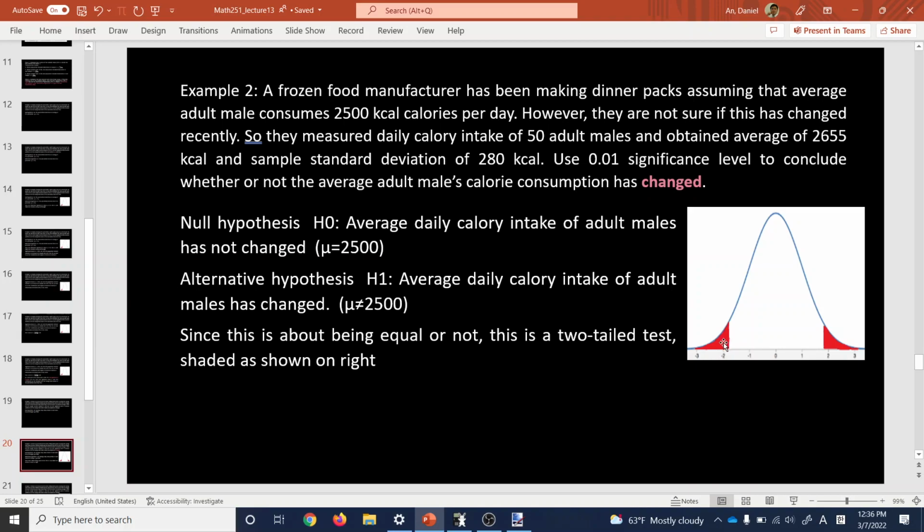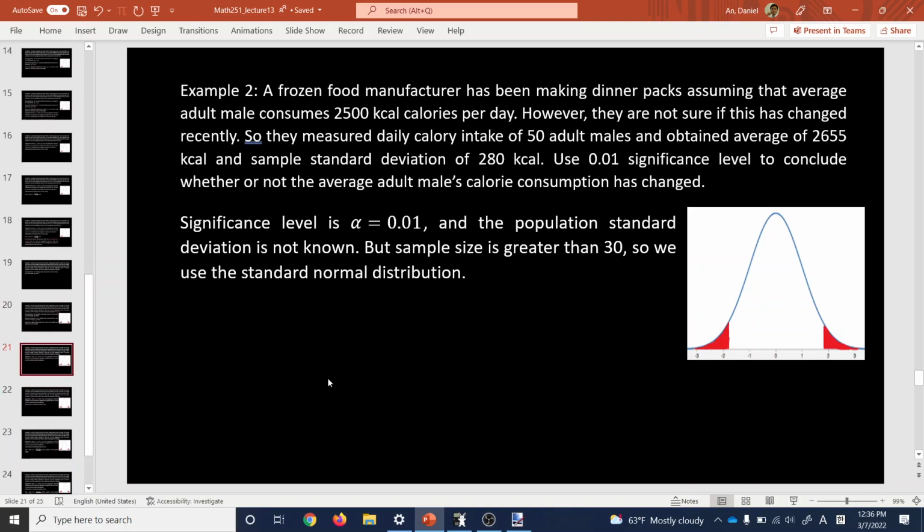And it means that the sum of both of these areas should be equal to the significance level. In our case, the significance level is 0.01, right? So I shade it like this, but the actual shading is much smaller, further to the right, further to the left, okay? All right, so let's try that.